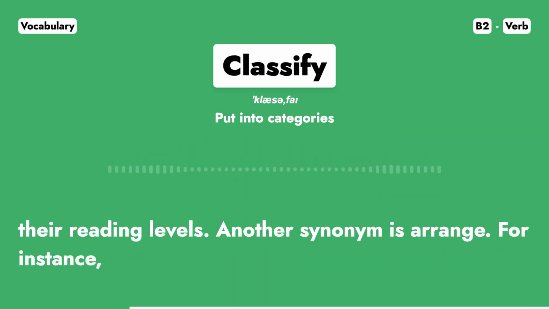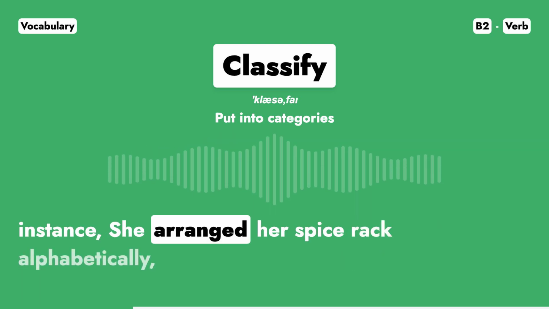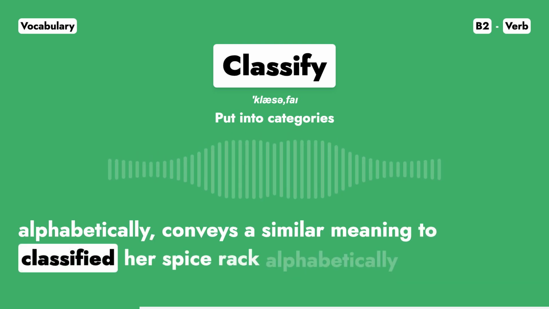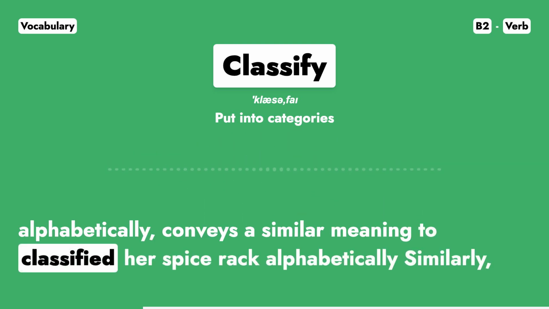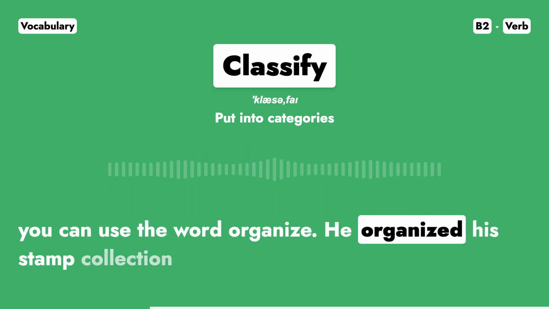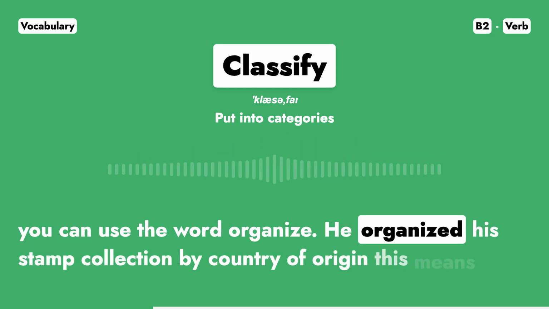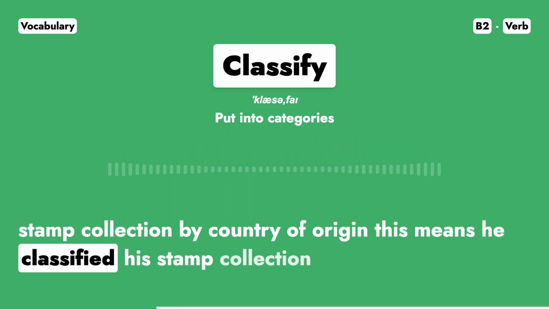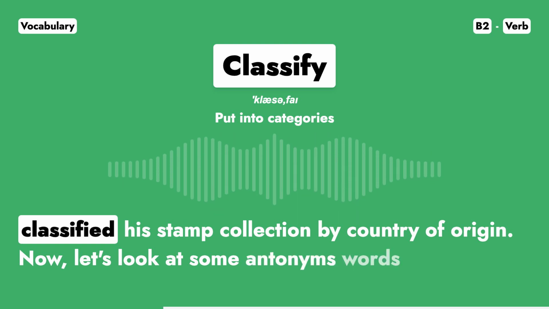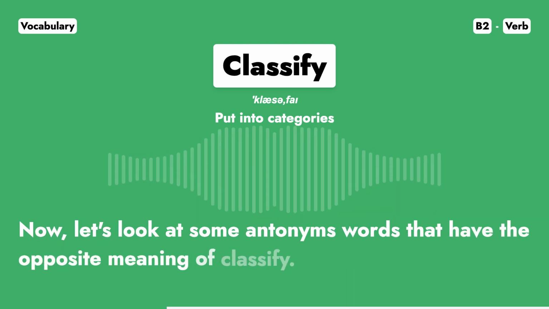For instance, she arranged her spice rack alphabetically, conveys a similar meaning to classified her spice rack alphabetically. Similarly, you can use the word organize. He organized his stamp collection by country of origin. This means he classified his stamp collection by country of origin. Now, let's look at some antonyms, words that have the opposite meaning of classify.